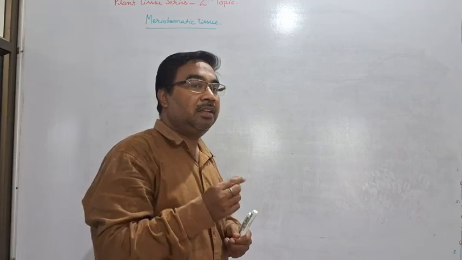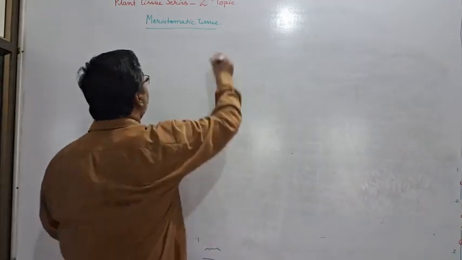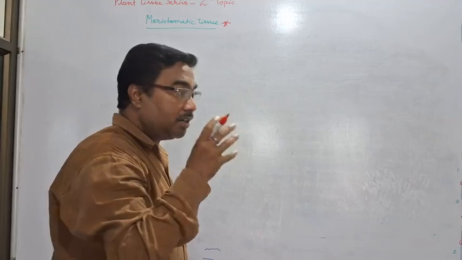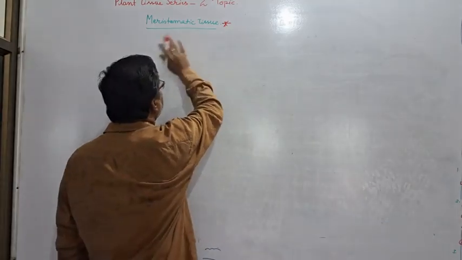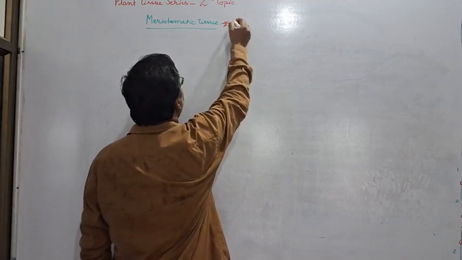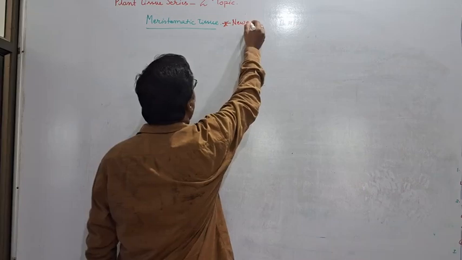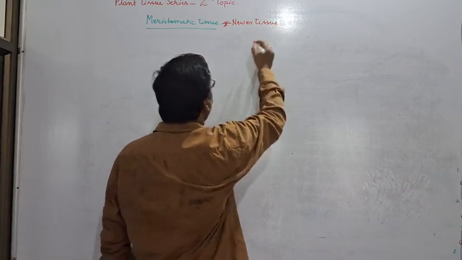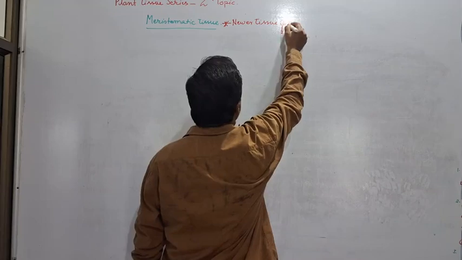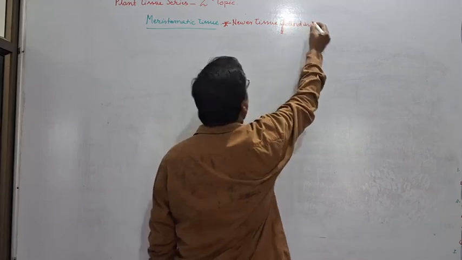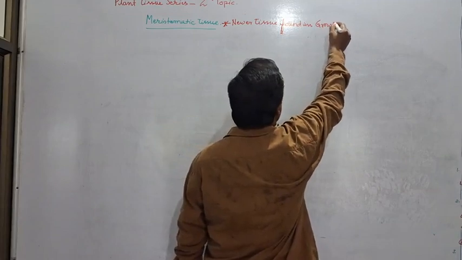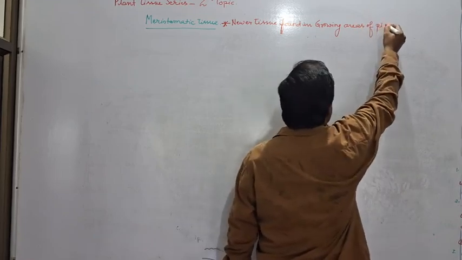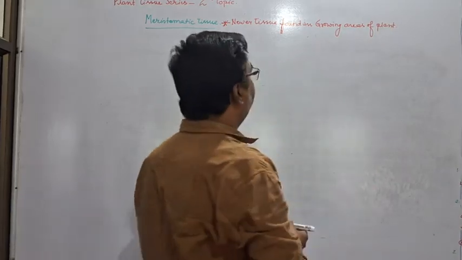First, we should remember that meristematic tissues are newer tissues. These are the points to be learned, by which you can recognize that this is meristematic. First, they are made up of newer cells. We can write: newer tissue found in growing areas of the plant. Now, nothing is diplomatic here.